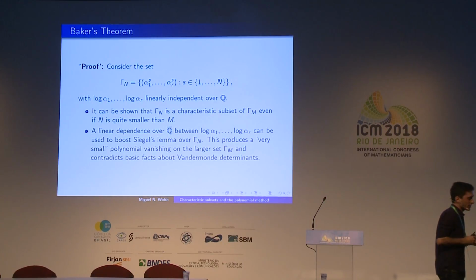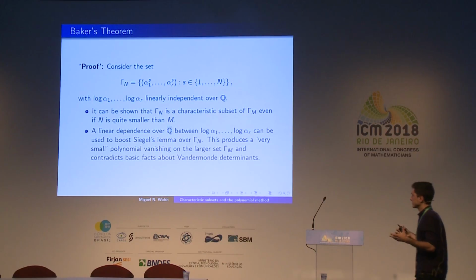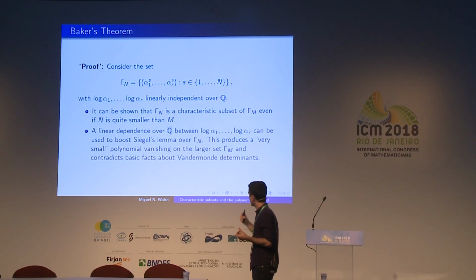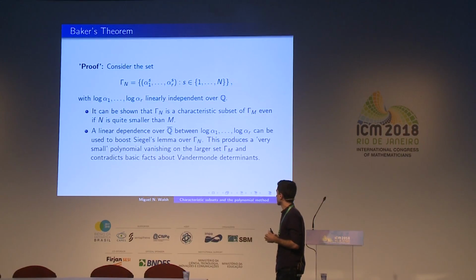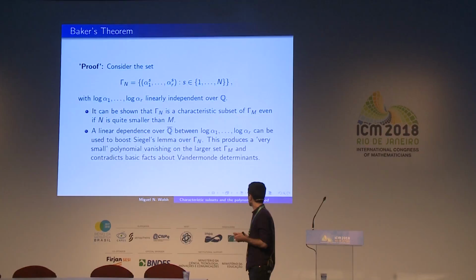What this linear dependence actually accomplishes is that it reduces the dimension of the possible values the derivatives of the polynomial can take, and so makes the dimension counting argument more effective. So when you apply Siegel's lemma boosted with this observation, this produces a very small polynomial that vanishes on the gamma sub n and therefore on the larger set gamma sub n.